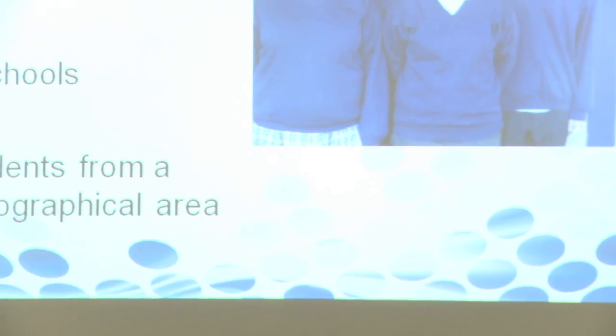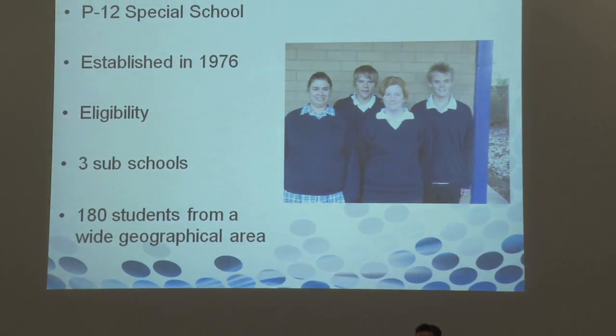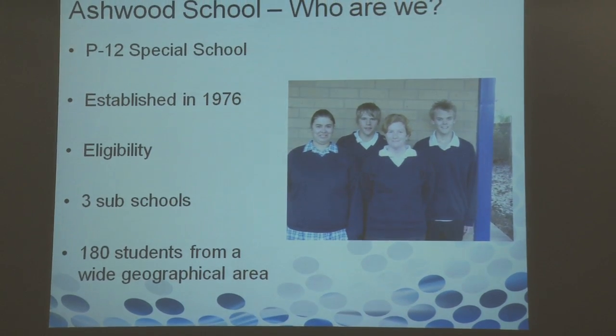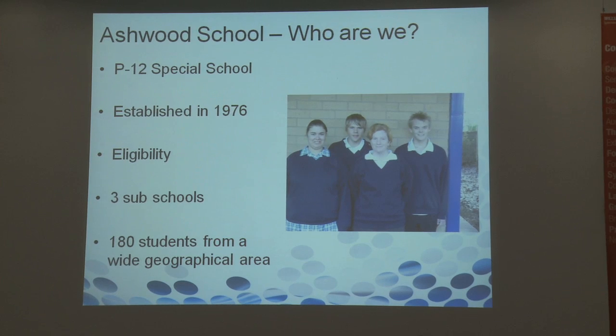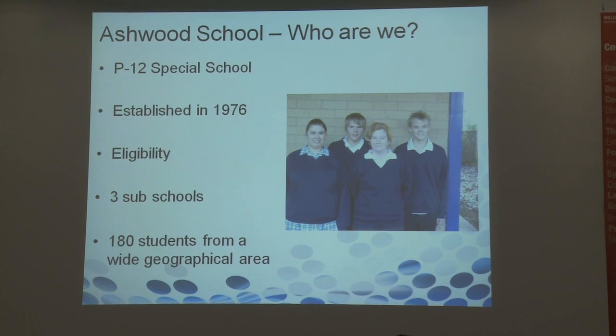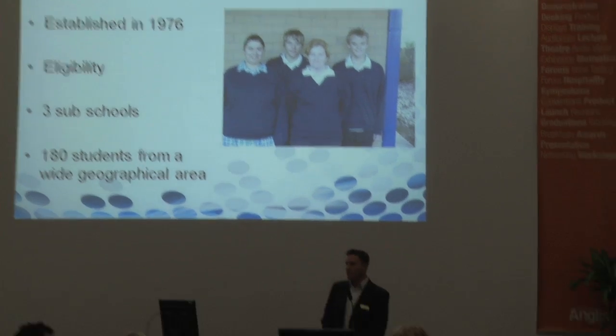So we're a P12 special school. We were established over 30 years ago. To be eligible for our school, you have to have been assessed with a mild intellectual disability, so that is an IQ of between 50 and 70. Our school comprises 3 sub-schools: a primary school, a secondary school, and a senior school. The senior school is the Year 11 and 12 department, which is our STEP program. There's approximately 180 students at the school, and we gather our students from a fairly wide geographical area. The students in the photograph are our school captains this year.